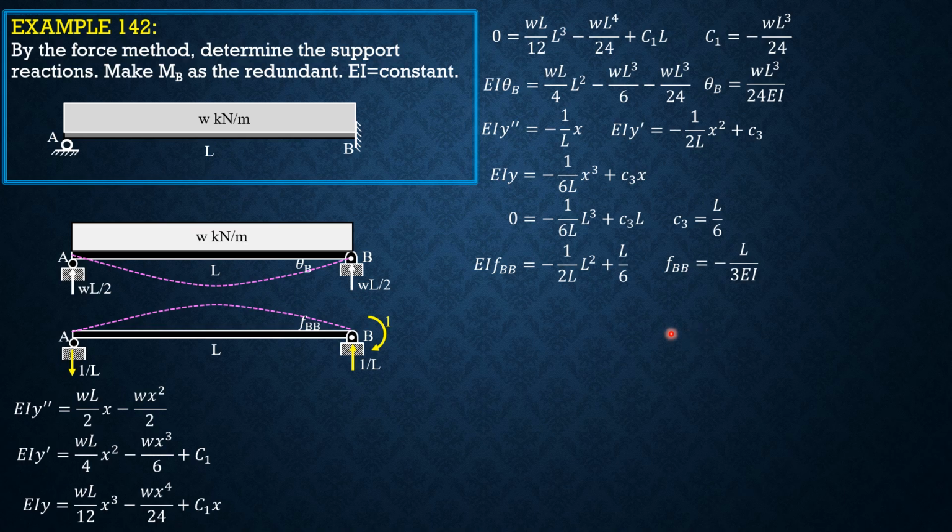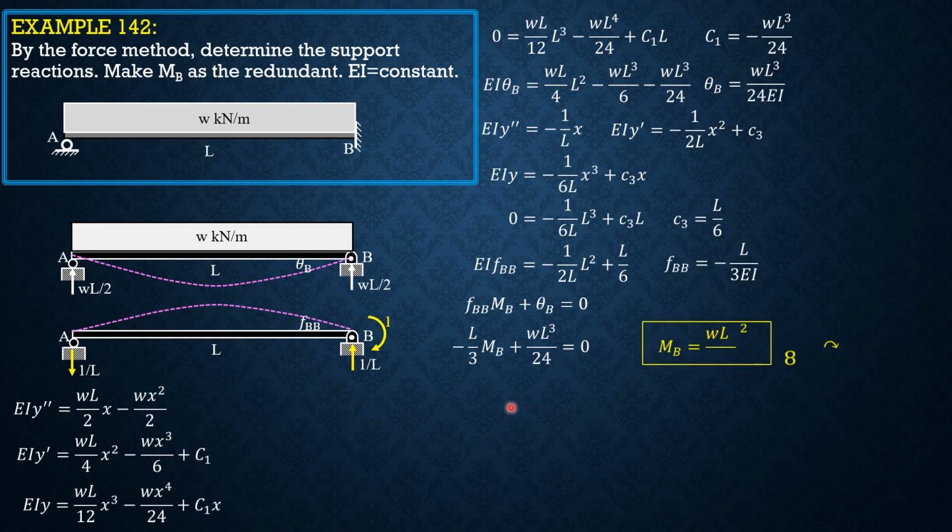So the equation therefore: FBB times MB plus theta B equals 0. That's the compatibility equation, where FBB is negative L over 3, EI is cancelled, times MB plus theta B, WL cube over 24. That's why I do not write EI, because it will be cancelled. From here, we can solve MB equals WL square over 8 clockwise because it is in the direction of this couple. So if it is clockwise, that is negative supposedly.